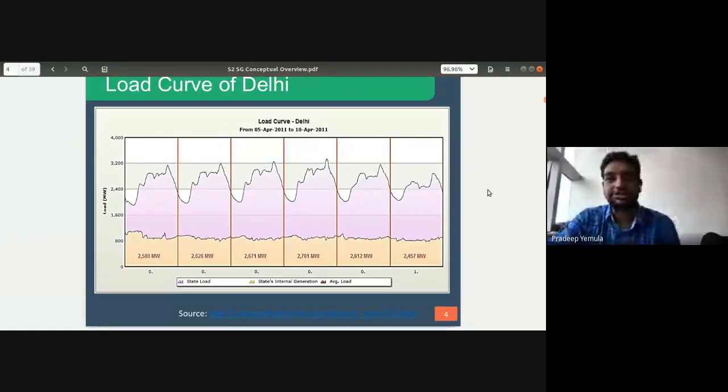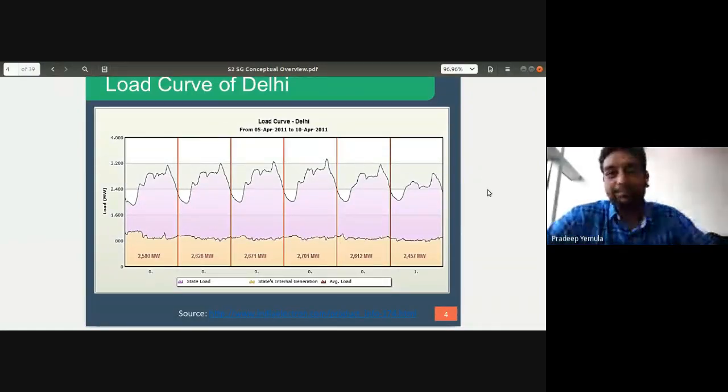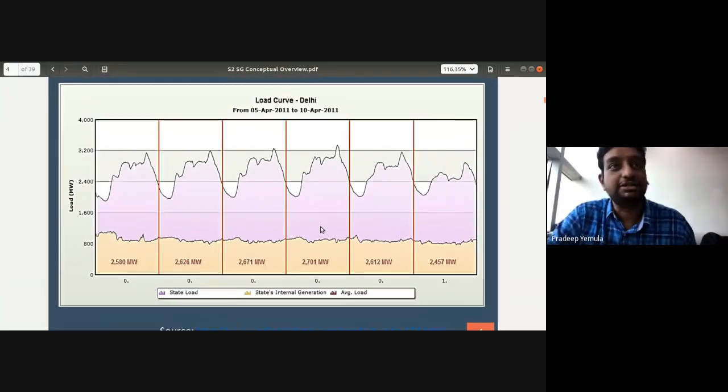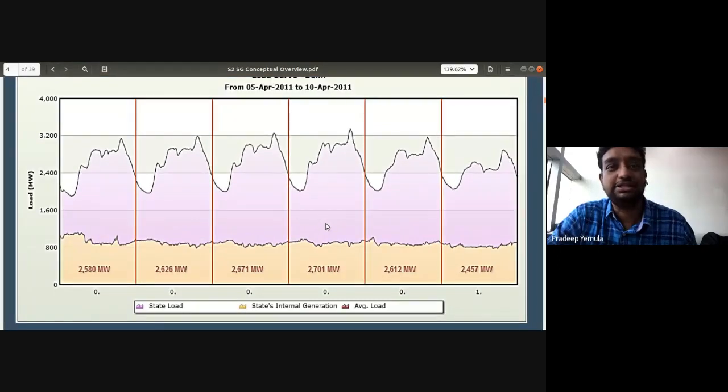Okay, so that's a good question. The question I will once again repeat for the benefit of all: I showed this slide where the load is continuously varying from morning till night. So, how are they able to handle this variation? They are able to handle this variation by using the operating center.